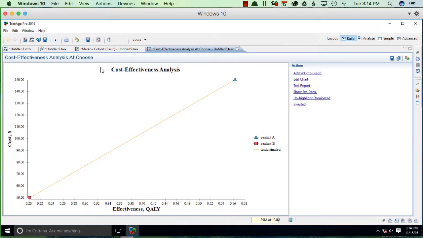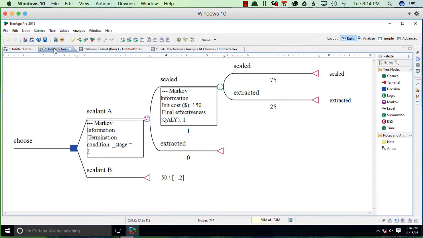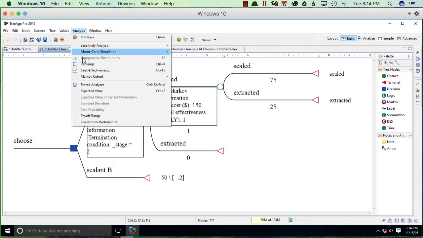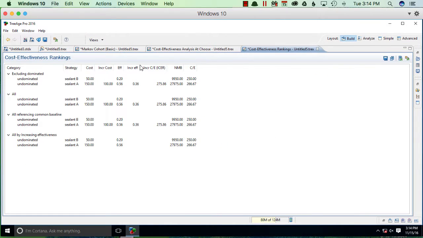So you see sealant A here, you can see right on the x-axis, the effectiveness, it's like 0.56. At that blue triangle, sealant A, that's the effectiveness after 2 years of the cycle. So remember, the effectiveness, we gave it a quality at the beginning, but then that 0.75 is going to multiply through, 0.75 times 0.75. That's 0.56. That cumulative effectiveness of the Markov cohort, that's the effectiveness that goes into the ICER calculation here.